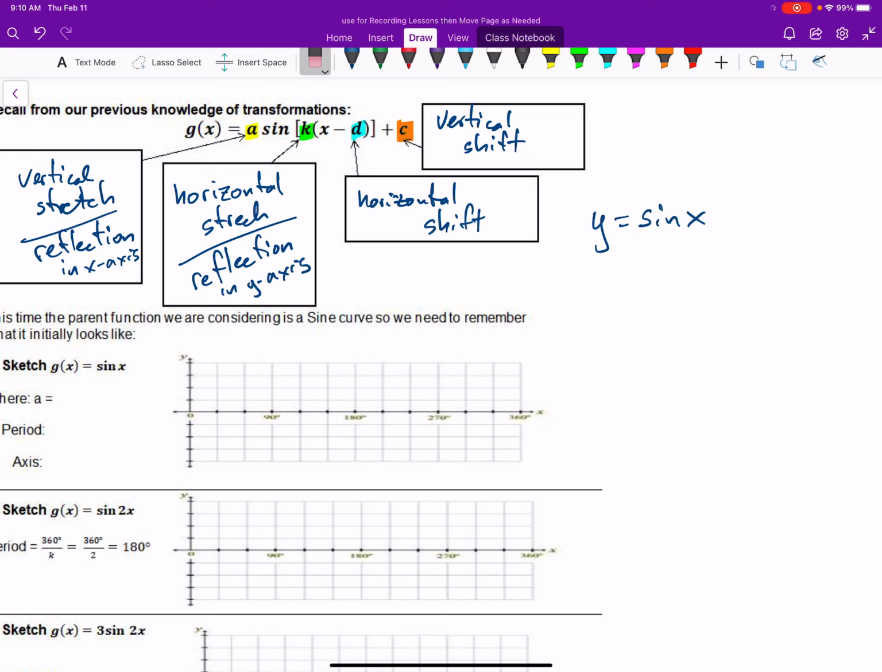And you'll remember from a previous lesson that y equals sine x looks like this. Again, let's do a rough sketch. There is one cycle. It goes from 0 to 360 degrees. 180 degrees is the middle. The maximum was 1. The minimum's -1. The maximum occurs at 90 degrees. The minimum occurs at 270 degrees. That is our parent function.